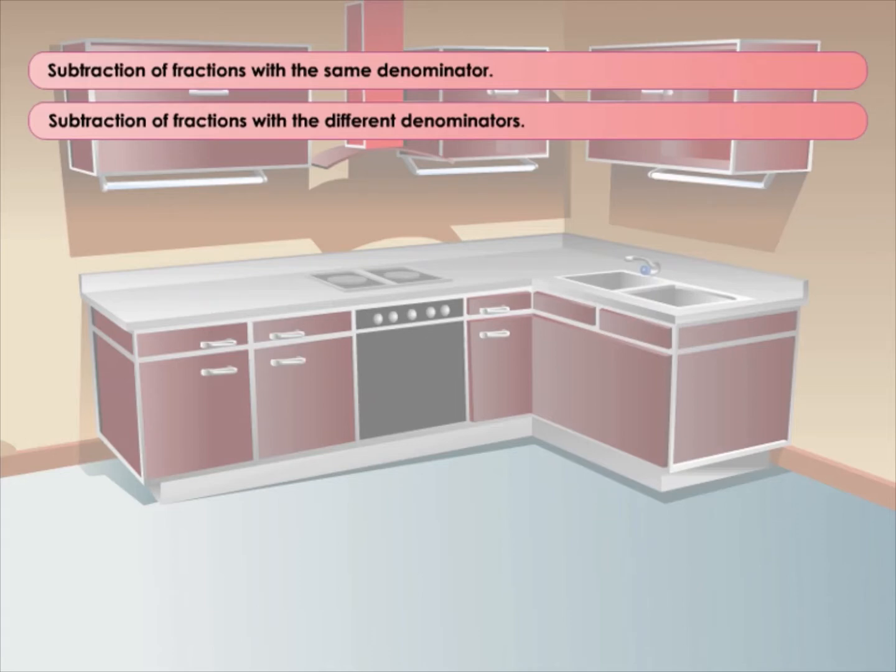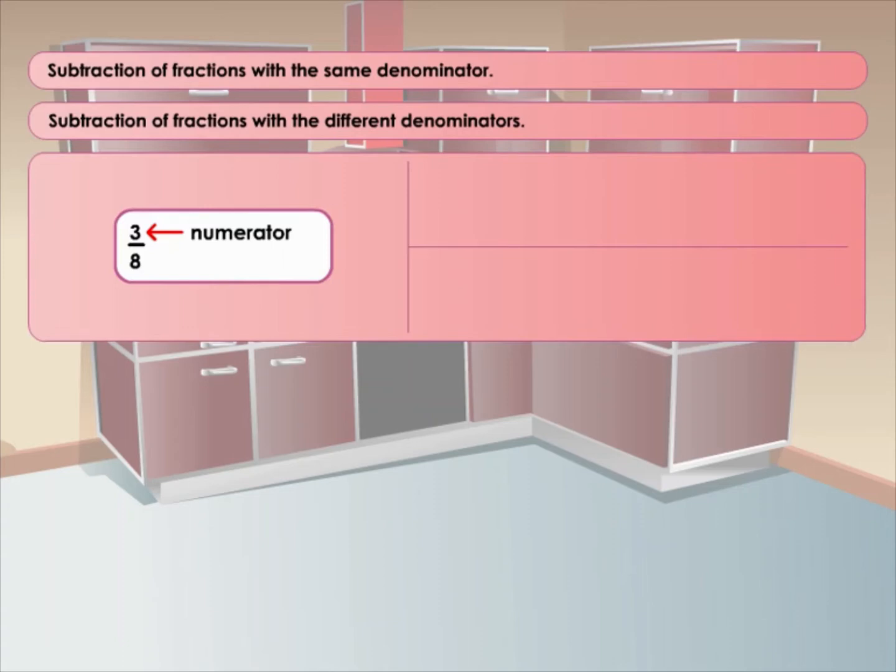In this lesson, you will learn to subtract fractions with the same denominator and with different denominators. Fractions consist of two numbers. The top number is called the numerator and the bottom number is called denominator. We use the minus sign to write the subtraction number sentences. To subtract two fractions with the same denominator, subtract the numerators and place the difference over the common denominator.